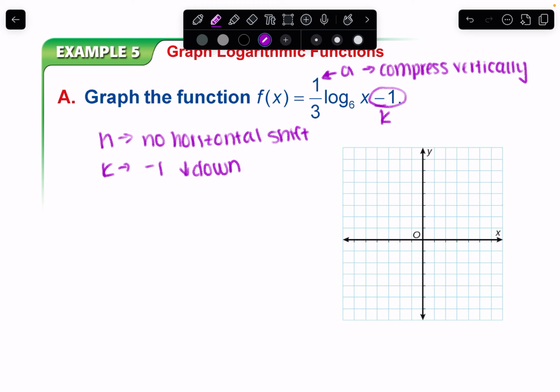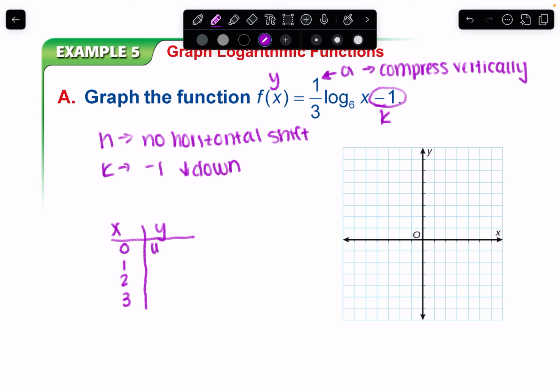From here, knowing all of that helps you, but what you're ultimately going to do is use a table to graph. So you're going to set up x and y values. Your f of x, again, is really your y. So you're going to plug in numbers for x. You can plug in 0, 1, 2, and 3. From here, you're just plugging all of those into your calculator. So you would do 1/3 log 6 of 0 minus 1 and get an answer from your calculator.